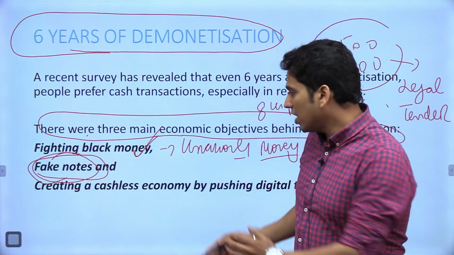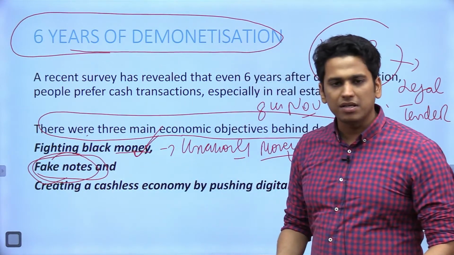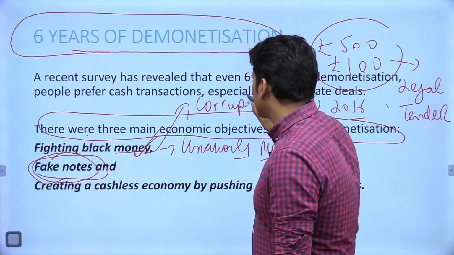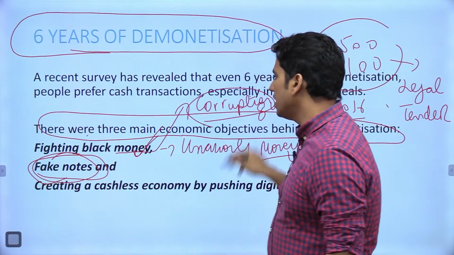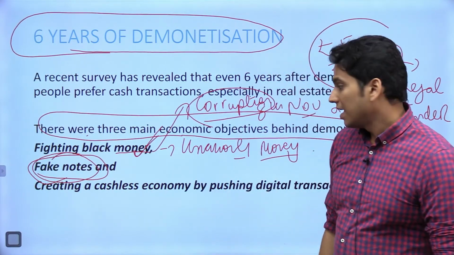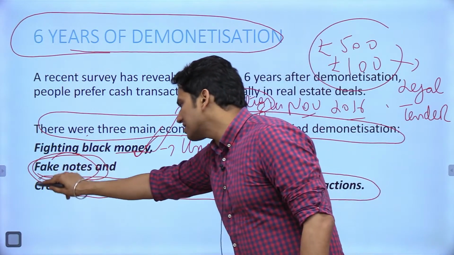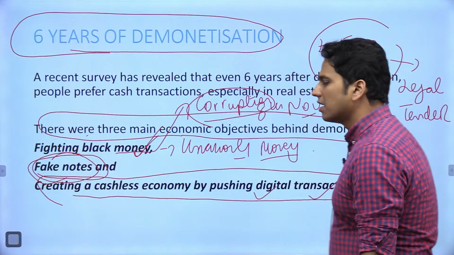ठीक है जी. तो एक तो fake notes था, एक black money थी. Black money से you all know that it breeds corruption. So this was one of the main reasons that they introduced this demonetization. And the third reason was a very important, that is creating a cashless economy by pushing digital transactions.